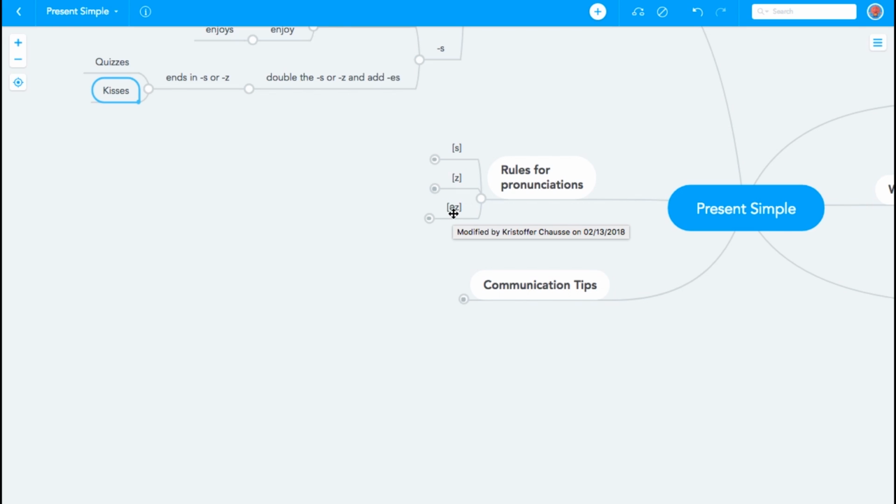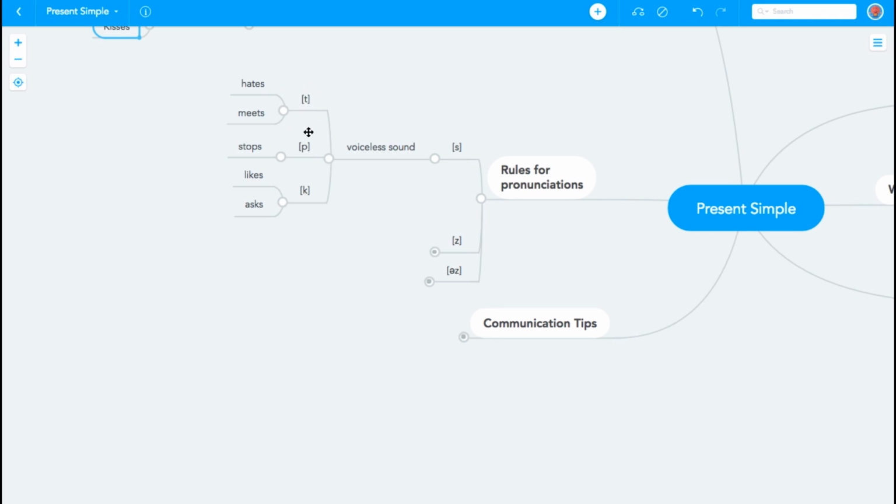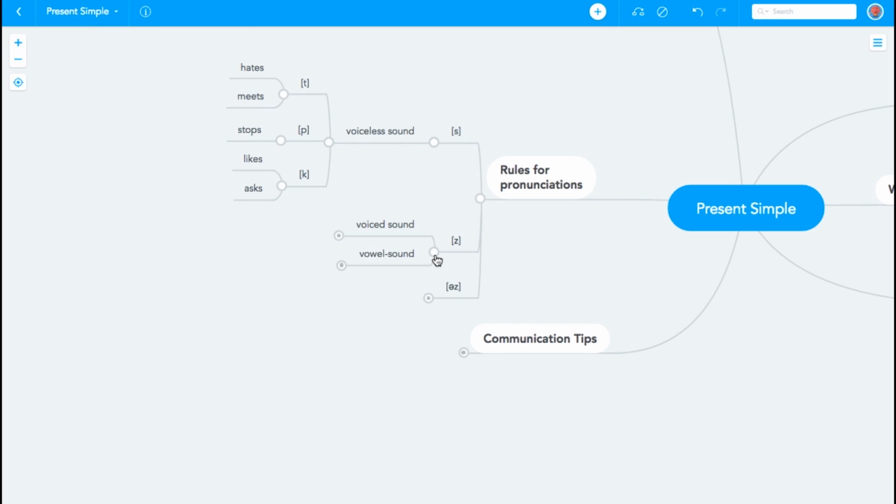But when do we use it? When do we apply these three different sounds? Number one, they only apply when we are conjugating our verb in third person. So number one, with a voiceless sound such as p, k: hate, hates; meet, meets; stop, stops; like, likes; ask, asks. Here, guys, is what we call a voiceless sound. The ending t, p, and k, we add an s. The next one is z, z, z.